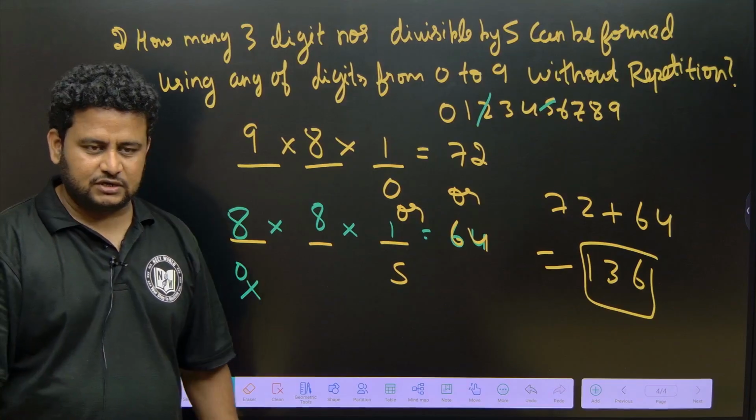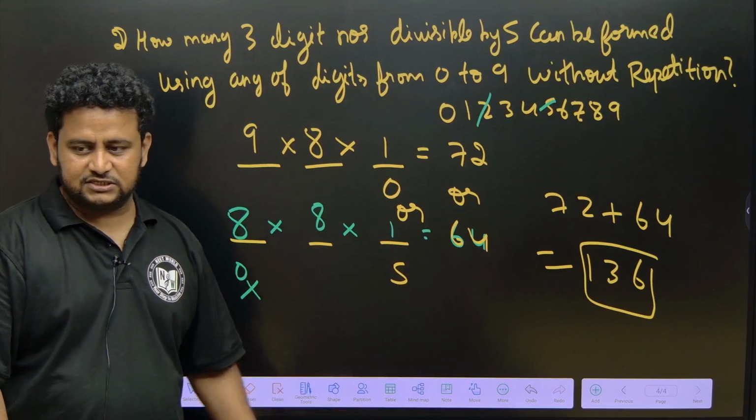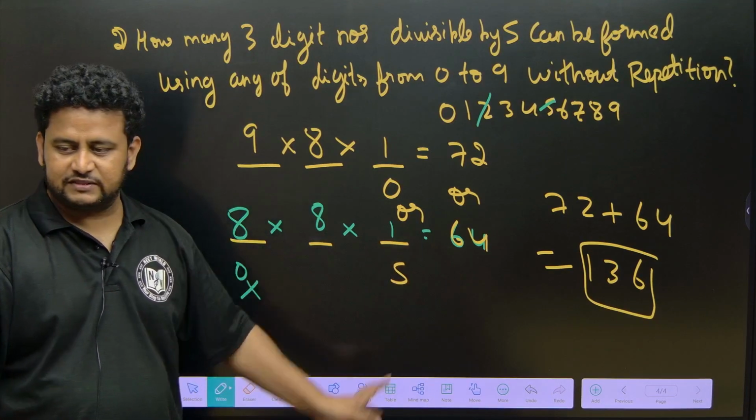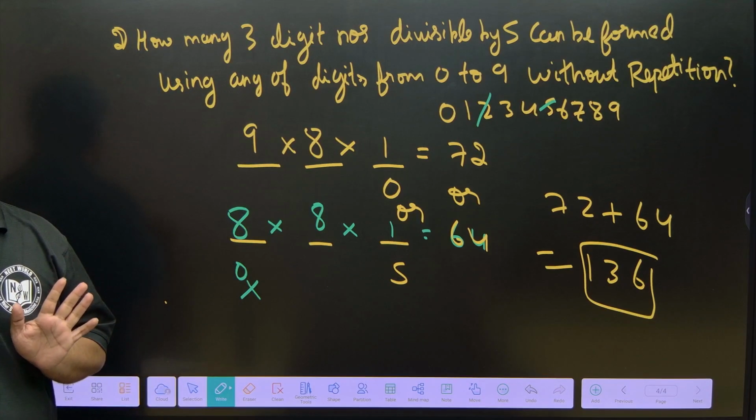They have given options. I have not written the options, 124, 136, 144 like this. So the answer is 136. Understood or not? Clear?